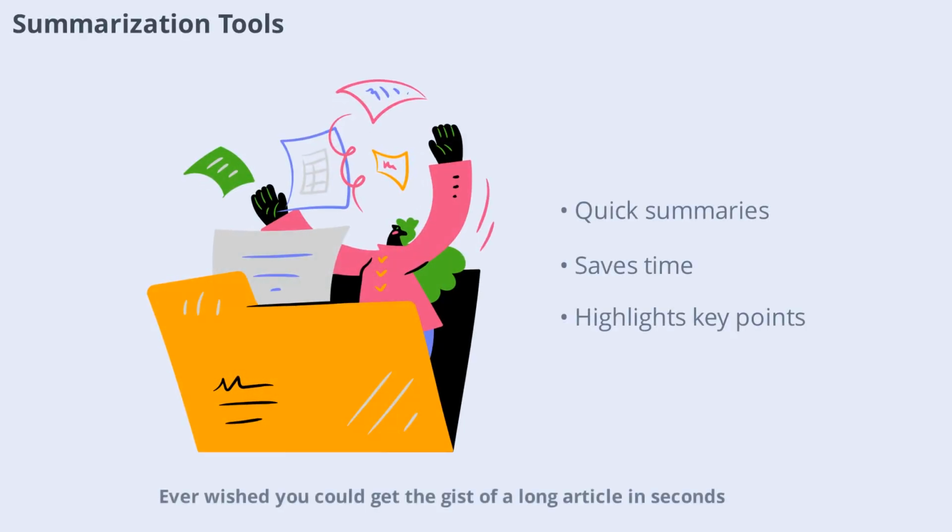Ever wished you could get the gist of a long article in seconds? Summarization tools powered by language models make this possible. They read through lengthy documents and extract the most important points, presenting concise summaries. This is invaluable for students, researchers, and professionals who need to process large amounts of information quickly. By saving time and highlighting key insights, summarization tools are changing how we consume information.